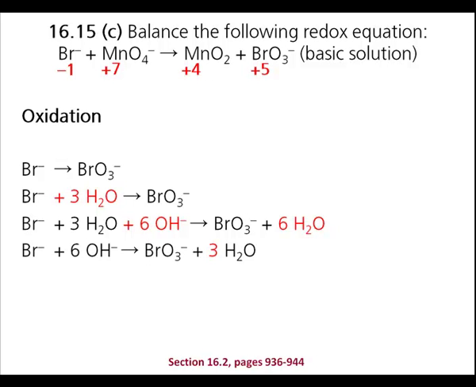I'm going to cancel out 3 waters on each side, leaving 3 on the right. And then I'm going to balance the charge. Note that the charge is -7 on the left and -1 on the right. So if we add 6 electrons to the right, we have a balanced oxidation half reaction.